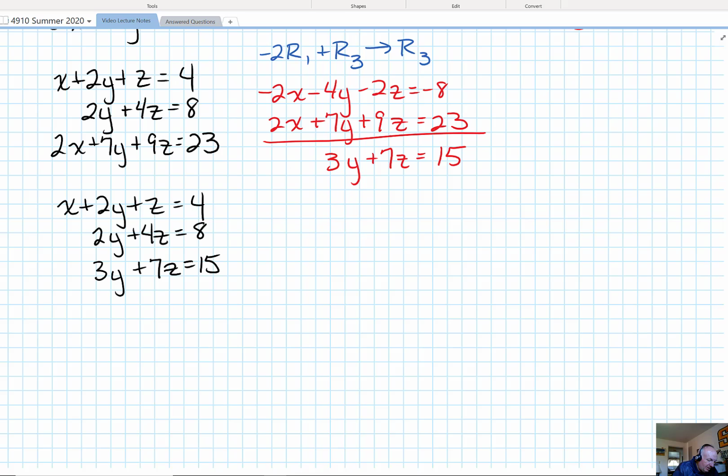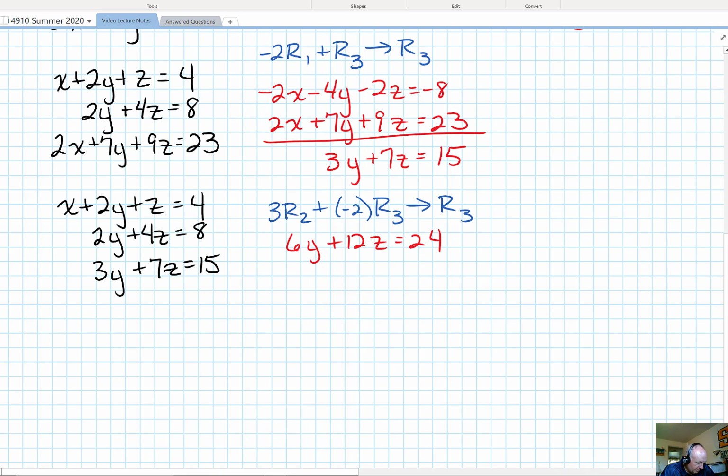To eliminate the y's, we multiply 3 times row 2 plus negative 2 times row 3. That should give us the 6 and the minus 6, and that will replace row 3. 3 times row 2 is 6y plus 12z equals 24. Minus 2 times row 3 is a negative 6y, that's what we wanted, so the y's are eliminated, minus 14z equals negative 30. When I add those, the y's are gone, which I wanted. I get negative 2z equals negative 6.